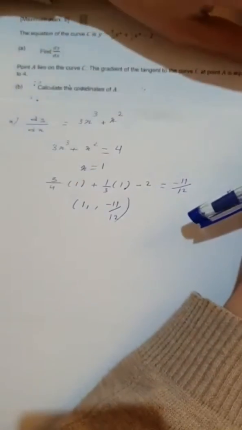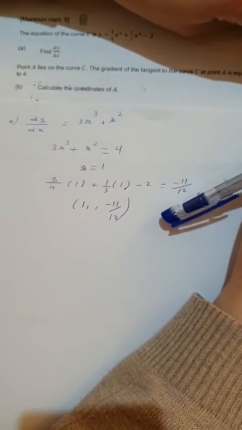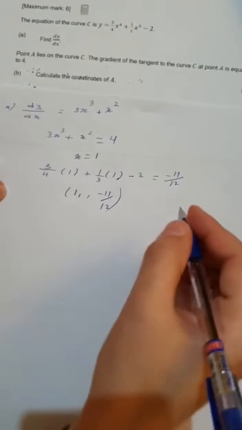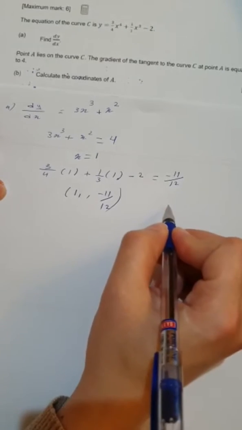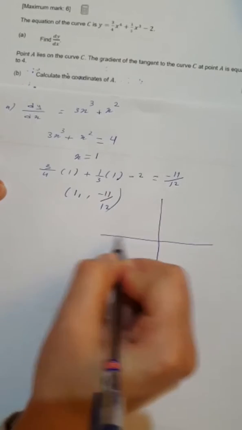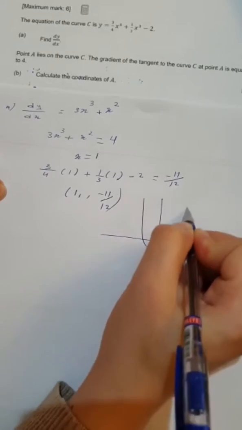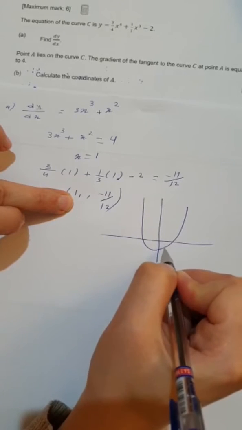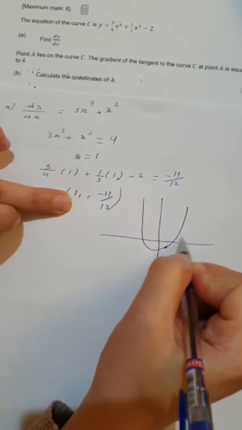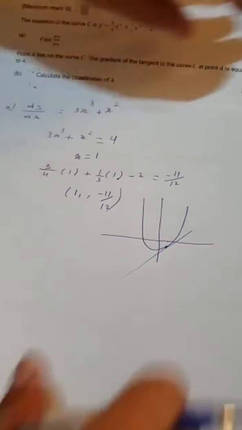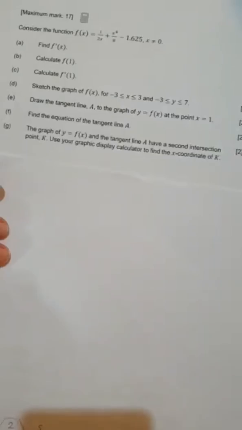Okay. Now going for the next question. If we draw this one, remember you can draw it using the graphing calculator to get the answer. You're going to see that this point will be on the curve, which is (1, negative 11 over 12). So it will be here, and this is the tangent which is passing through this point. Okay, you can get it using the graphing calculator. This is question number 3.